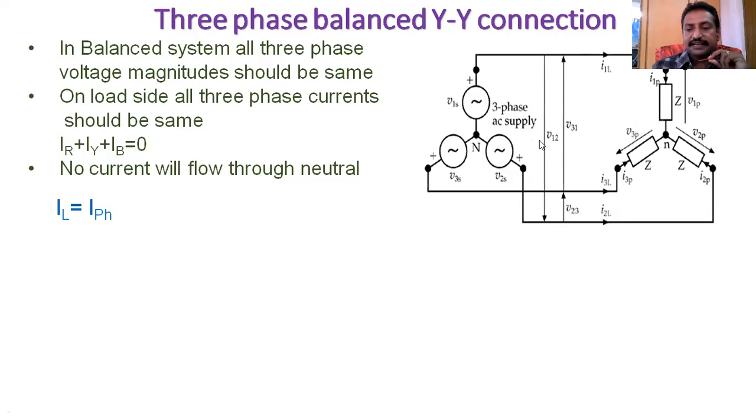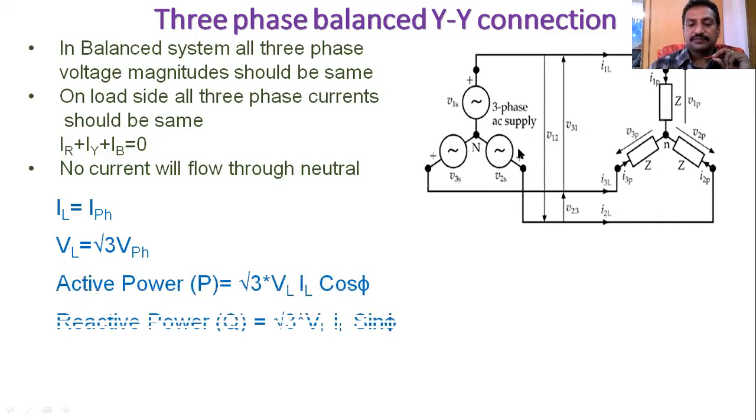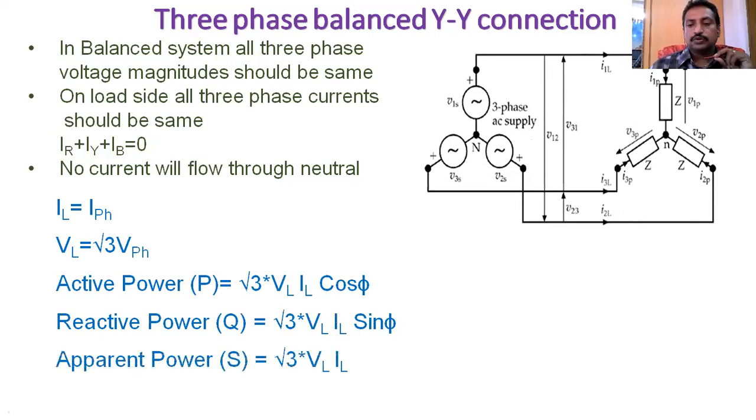In this star connection, as we learned earlier, line current is equal to phase current, whereas line voltage is equal to root 3 times V phase. For the powers, active power is root 3 VL IL cos phi, reactive power is root 3 VL IL sin phi, and apparent power is root 3 VL IL. So this is about the star-star connection. As a summary, the algebraic sum of the three-phase currents in a star-star connection should be equal to 0, so no current will flow through the neutral, and the supply as well as the loads are of equal magnitudes.